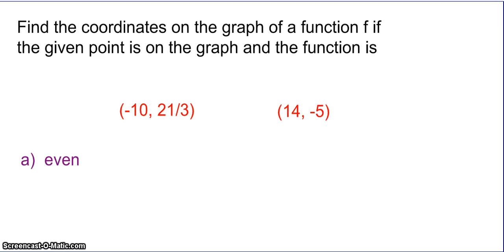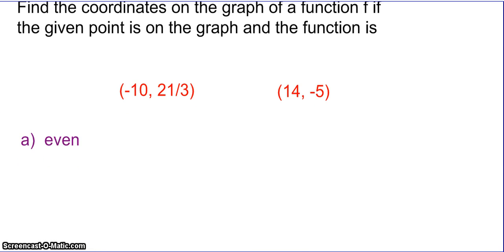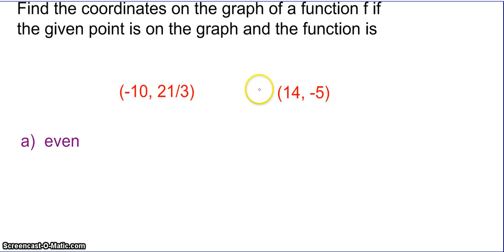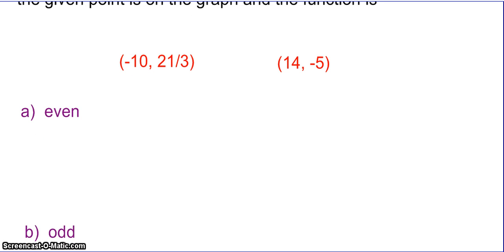Okay, so next, find the coordinates on the graph of a function f if the given point is on the graph and the function is even, and if it is odd. So what that's saying is these points are on the graph. Now write points that you also know have to be on the graph if it is even and if it is odd. So take a minute, pause the video, and come up with those points.